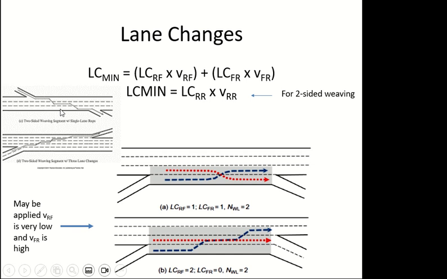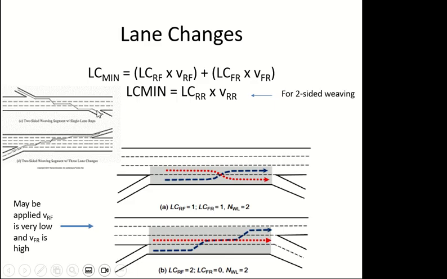So you have this one, where you can go from freeway to ramp like this, and this one, where you can go from ramp to freeway like this. You need 0 lane changes here for both of them. The entry and exit are not my problem, because they do not require a lane change. So for two-sided weaving we only consider the lane changes for ramp to ramp, this one or this one. This one is not counted, this one is not counted.